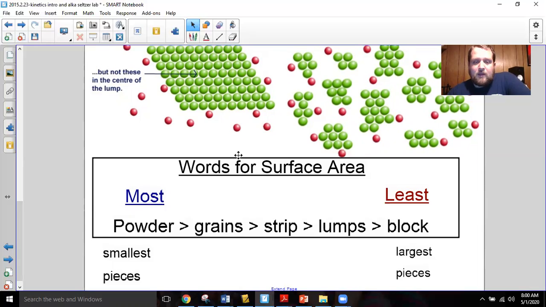Okay, that's it. That's the basics for rates of reaction. Good luck.